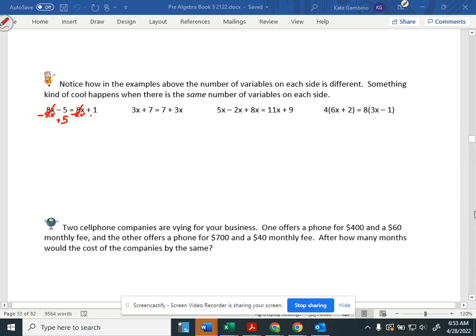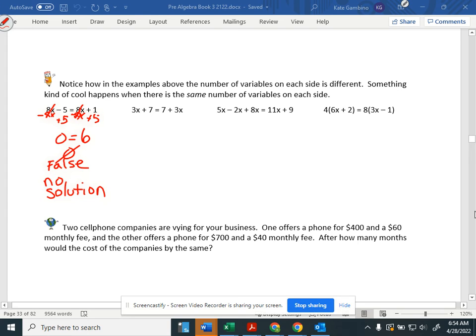And then I have my plus 5. So I have 0 equals 6. That can't happen. So what we say is that this is a false equation. There is no solution. So if it happens that you have the same number of variables on each side and we subtract out all of our variables, then we say it is a 0 and there's no variable. So it cannot happen.